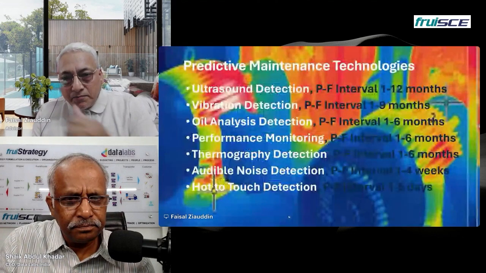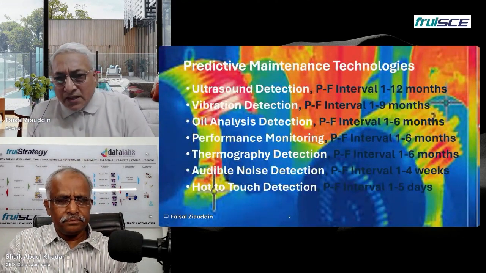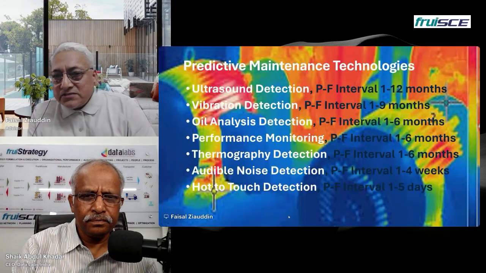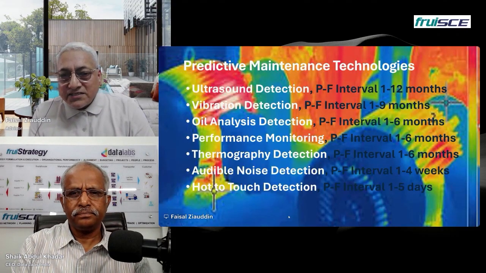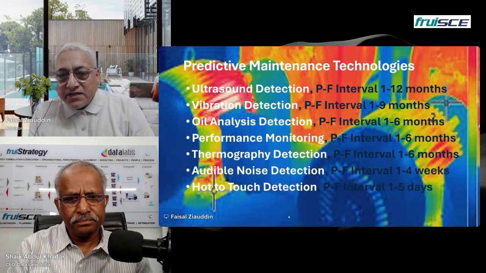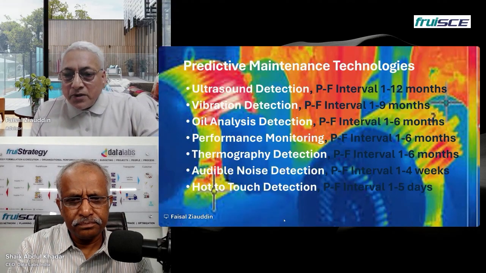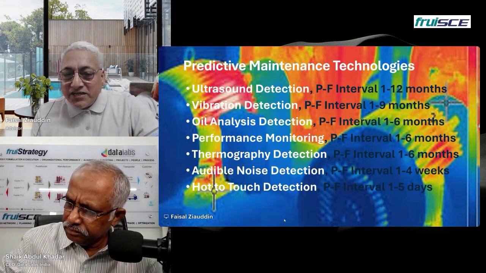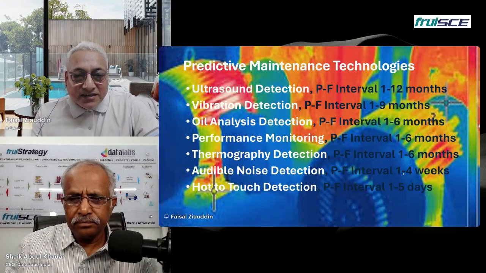So, what are the predictive maintenance technologies involved here? The PF interval: ultrasound detection, 1 to 12 months, very early in the life cycle. Vibration detection, 1 to 9 months. Oil analysis, 1 to 6 months. Performance monitoring, condition based, 1 to 6 months. Thermographic detection, 1 to 6 months. Audible noise detection, 1 to 4 months. And finally, if it starts to heat up, the time has really come. It's 1 to 5 days.